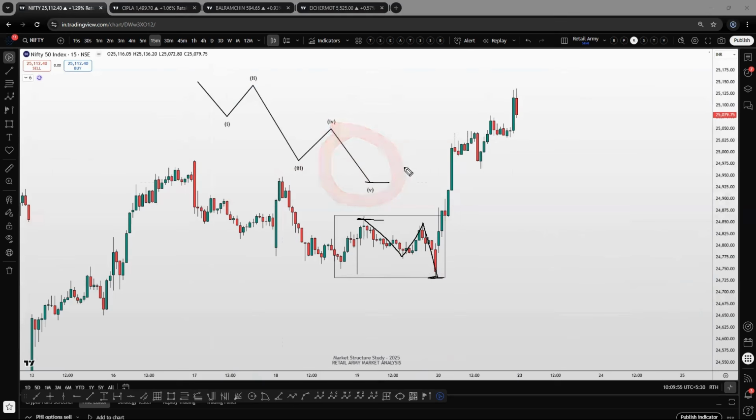After this, only reversal comes. Here, you cannot have a 3-wave pattern in wave 5. You can have a diagonal pattern, sure, like this. This can be an expanding diagonal. You can have a contracting diagonal like a wedge.